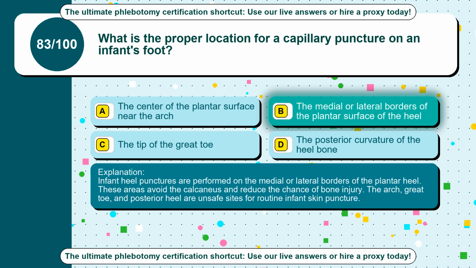Infant heel punctures are performed on the medial or lateral borders of the plantar heel. These areas avoid the calcaneus and reduce the chance of bone injury. The arch, great toe, and posterior heel are unsafe sites for routine infant skin puncture.